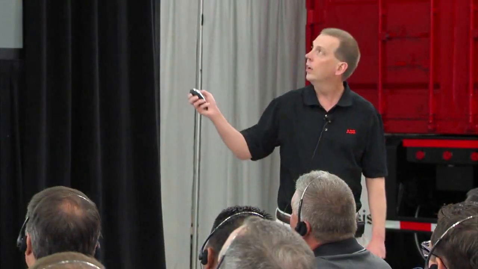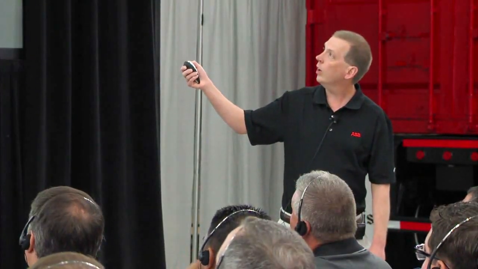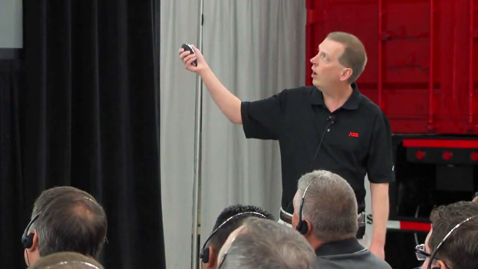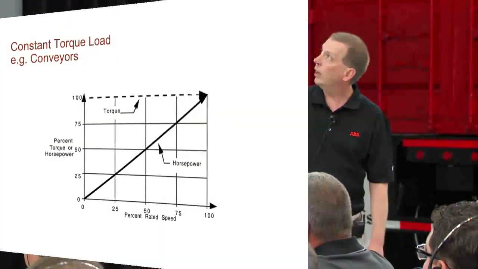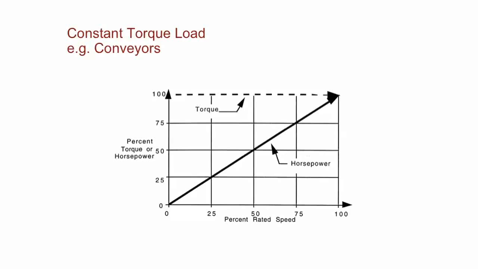If I have a loaded conveyor sitting there and I start it, it's going to take the same amount of torque to start it at zero speed, at 10% speed, as it is at 100% speed. So it's going to take constant torque. In a constant torque application, as I drop off the speed, my horsepower drops, but my torque remains the same. That make sense?